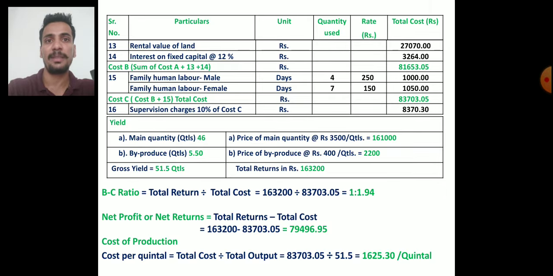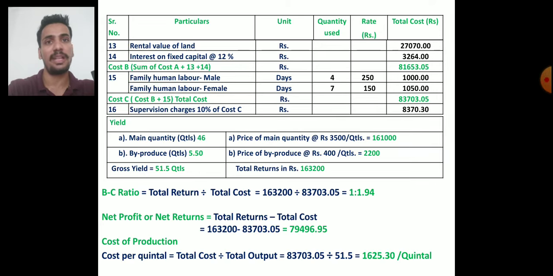Now we have to make the summation of cost A, that is 51,319, plus rental value of land, plus interest on fixed capital. So it will be your cost B, that is 81,653. Okay, so this is about cost A and cost B. Now most important is the last, cost C, that is total cost. Cost C is total cost.